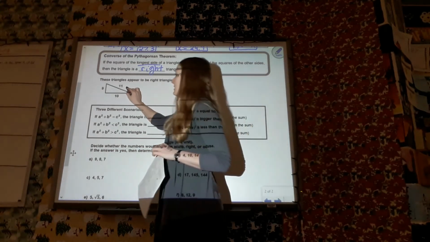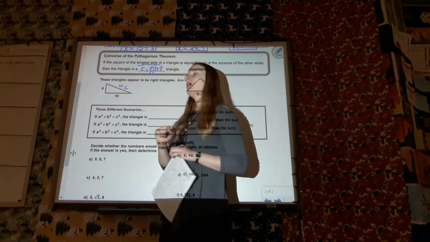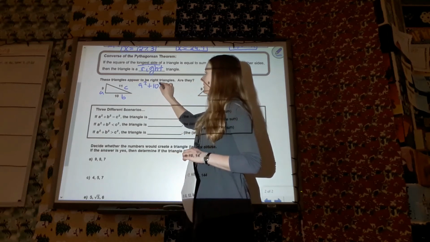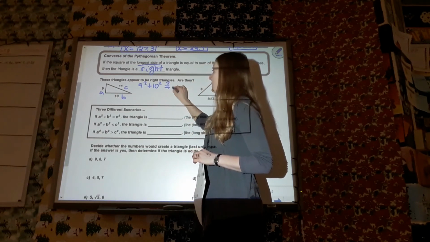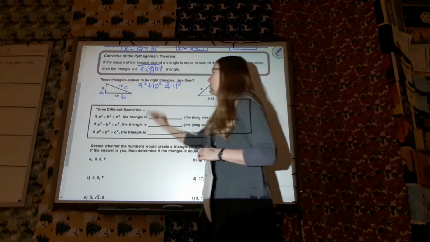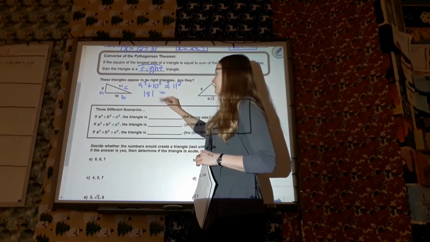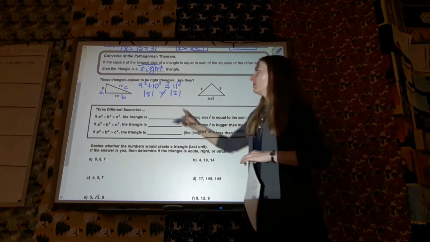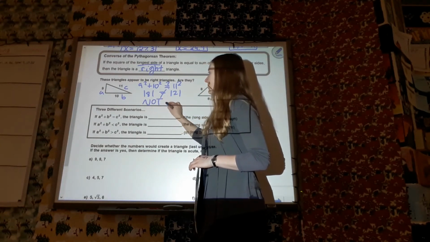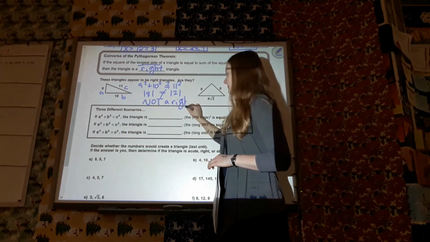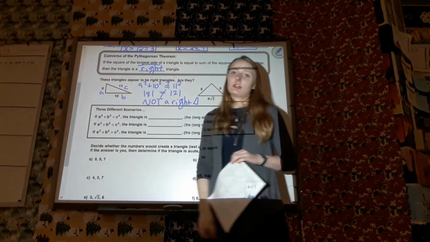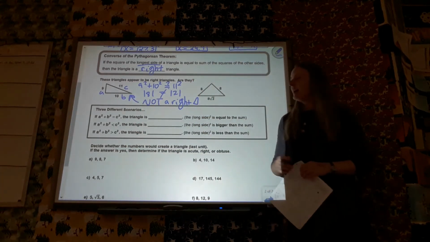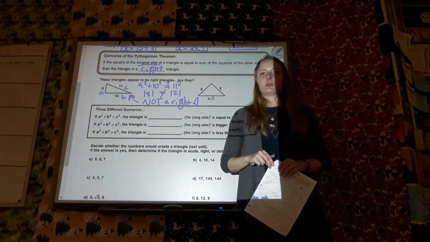The longest side is 11 here, so we're going to call that c for our theorem. And then we have a and b. So if I do 9 squared plus 10 squared, is that equal to 11 squared? That's what we're trying to figure out. I would have 181 if I add those two. And then 11 squared is 121. So I can see that those actually are not equal. If these two are not equal, then this is not a right triangle. So this one right here is not a right triangle because the Pythagorean theorem didn't work out. The sum was not equal to the longest side squared.